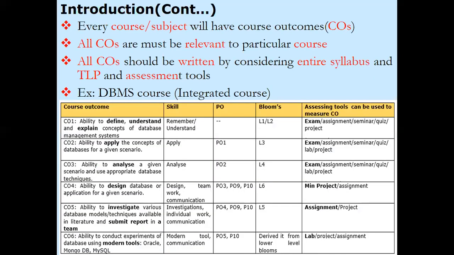Now, every subject will have course outcomes. All course outcomes must be relevant to the particular subject. I already said that. When you are writing the course outcome for computer networks, you should write only course outcomes for computer networks. You should not take some course outcomes from other subjects like operating systems. All the course outcomes should be written by considering the entire syllabus, TLP, and assessment tools.